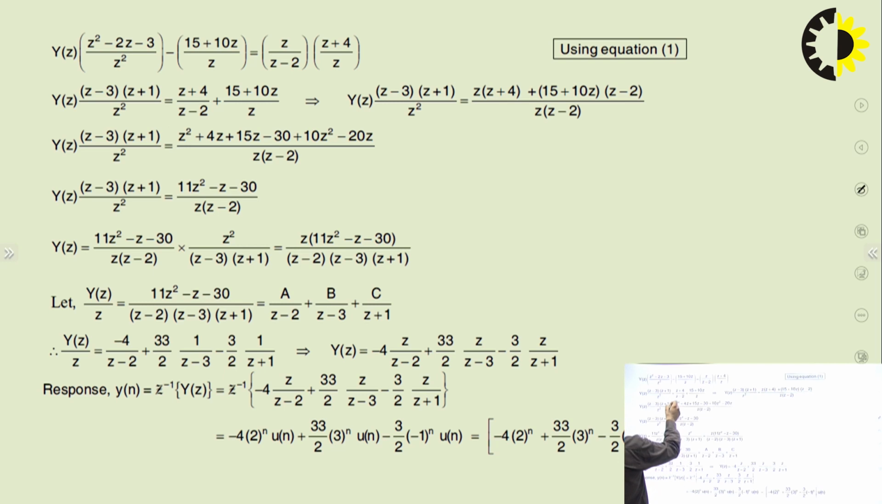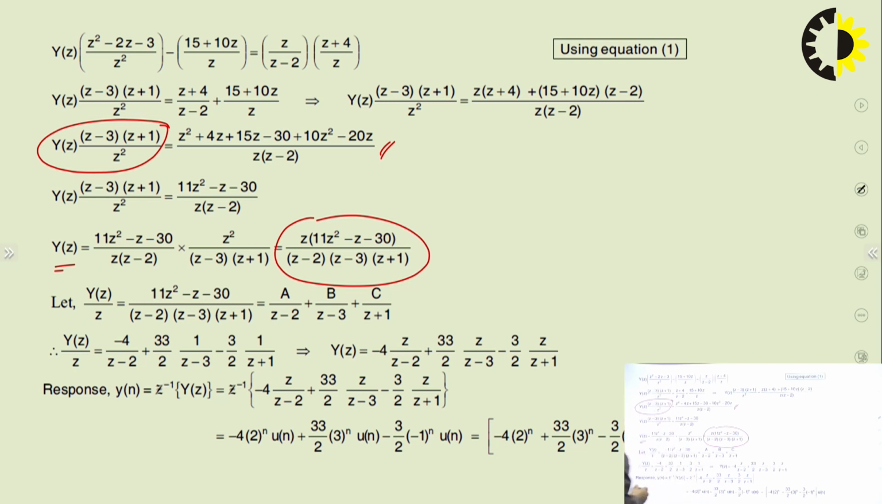While solving, finally we will get the expression somewhat in this form: Y(z) times (z minus 3) times (z plus 1) upon z square. So while solving, you will get this. Now you have to take the inverse z transform of Y(z) to obtain y[n]. Now you can take the partial fraction, but the important thing is that you cannot take the partial fraction for this term because the order of numerator and denominator is the same. So rather than taking Y(z), we will take the value of Y(z) by z, so that you get this term.